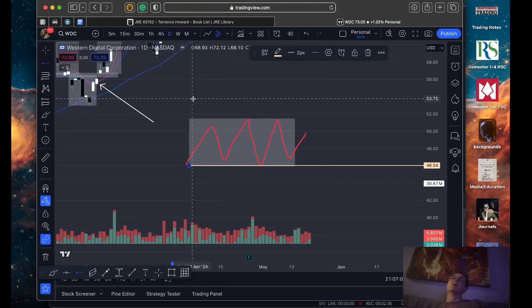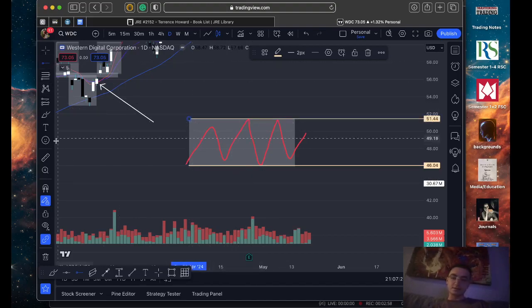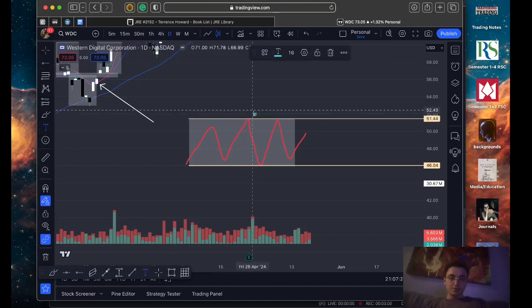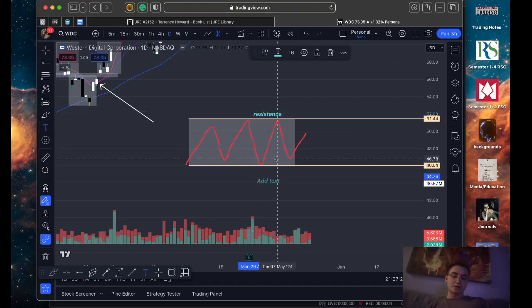Now, what is a resistance? Think of it as if you're maybe arm wrestling somebody or trying to push something open, and it's hard to do as such. It's giving you resistance. It's not easy to break through, to go through. So it's holding you back. It's holding you down. That is going to be on top. That is resistance. So let me label that resistance and support.